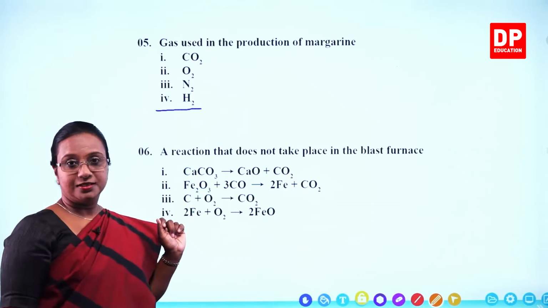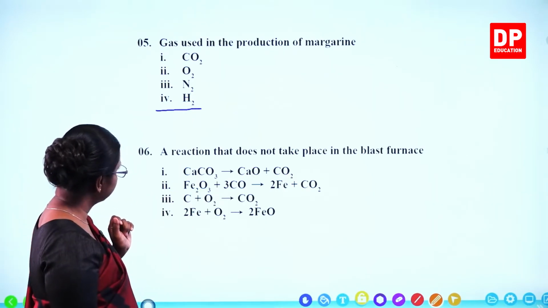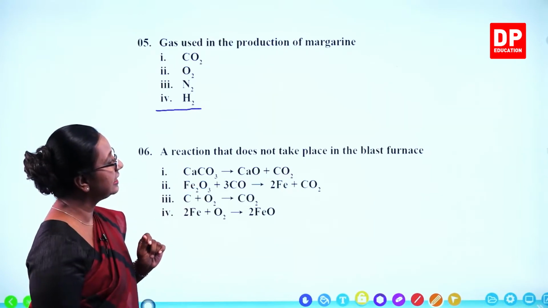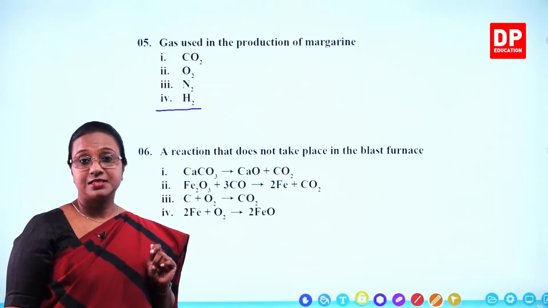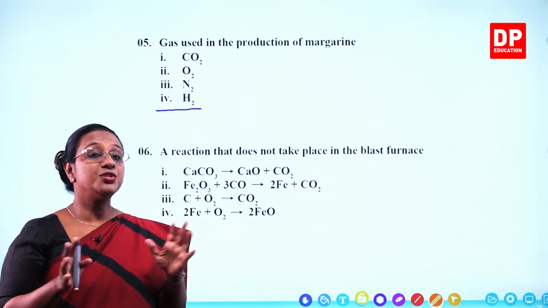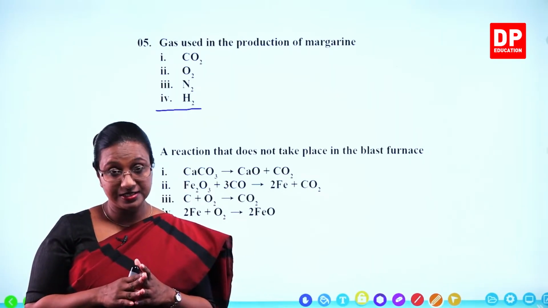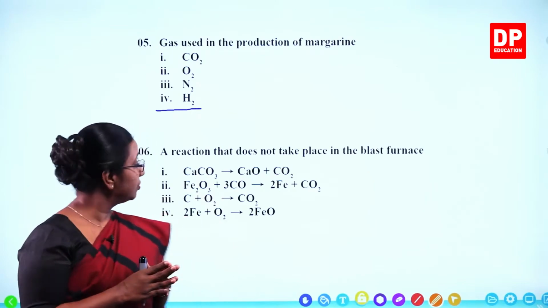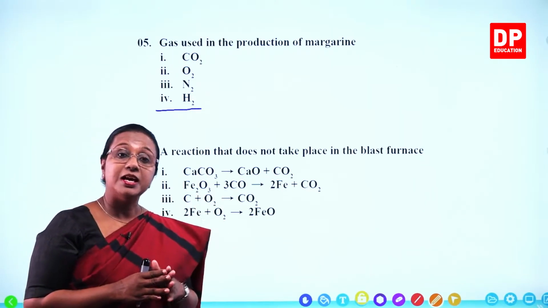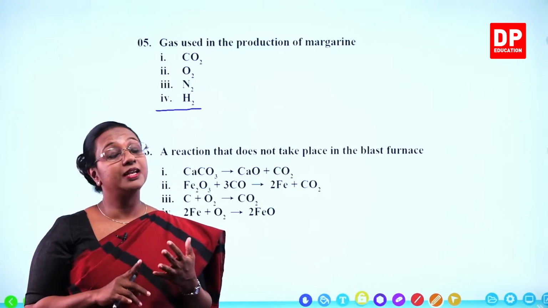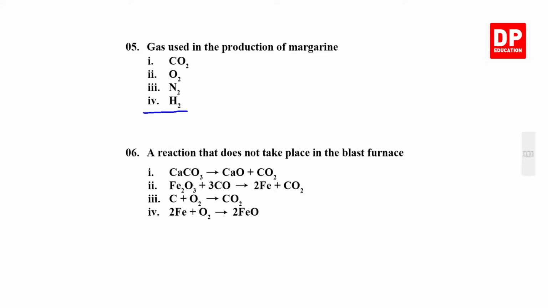Then the next one, question number 6. A reaction that does not take place in the blast furnace. I am sure, students, you all can remember the reactions taking place in the blast furnace. Shall we quickly recall all those reactions? First we have the raw materials: hematite, that is the iron ore, then coke, carbon, and limestone, calcium carbonate.